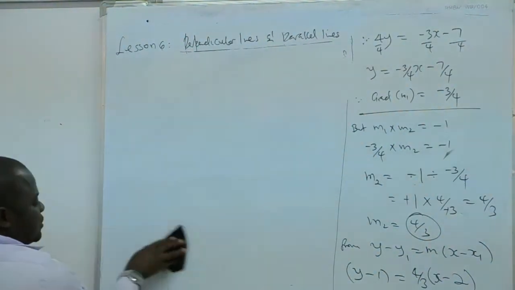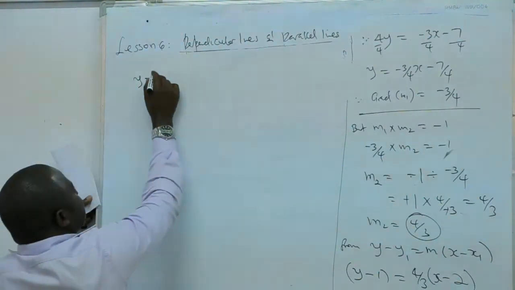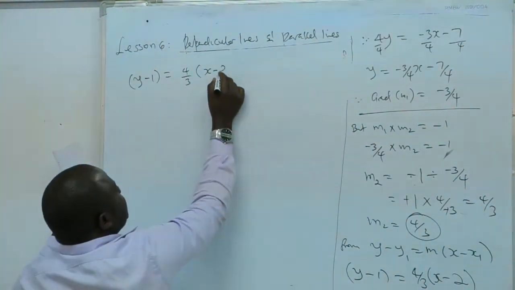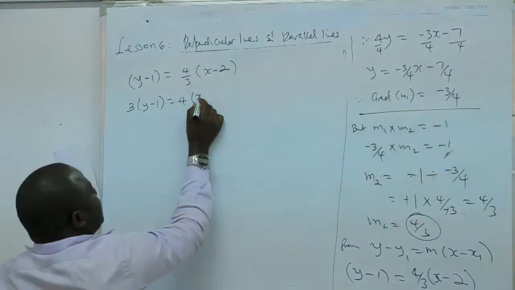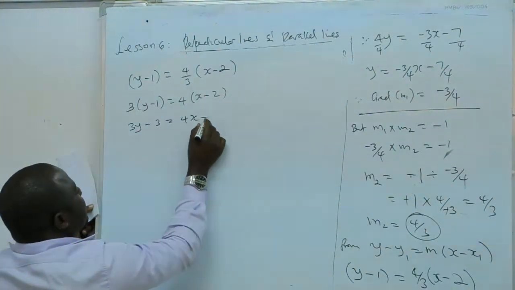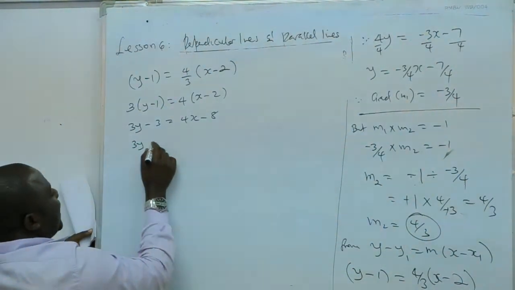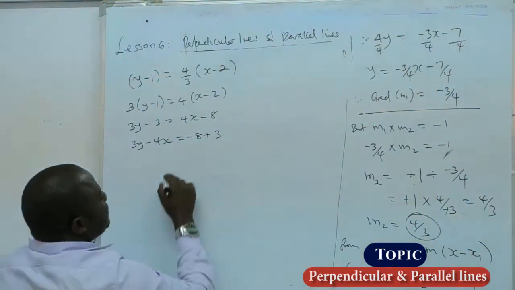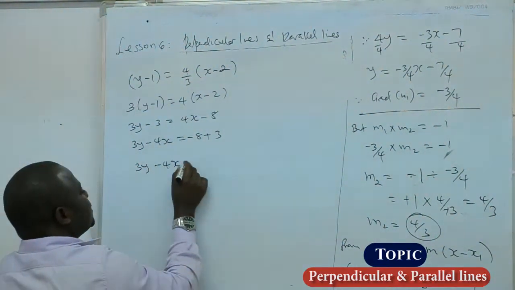So in this case, let us continue. We shall have y minus 1 equals 4 out of 3 into x minus 2. So you multiply both sides by 3. So you get 3 into y minus 1 equals 4 into x minus 2. So open the brackets: 3y minus 3 equals 4x minus 8. So you can take this to the other side: 3y minus 4x equals -8 plus 3, and that gives you -5. So 3y minus 4x equals -5.